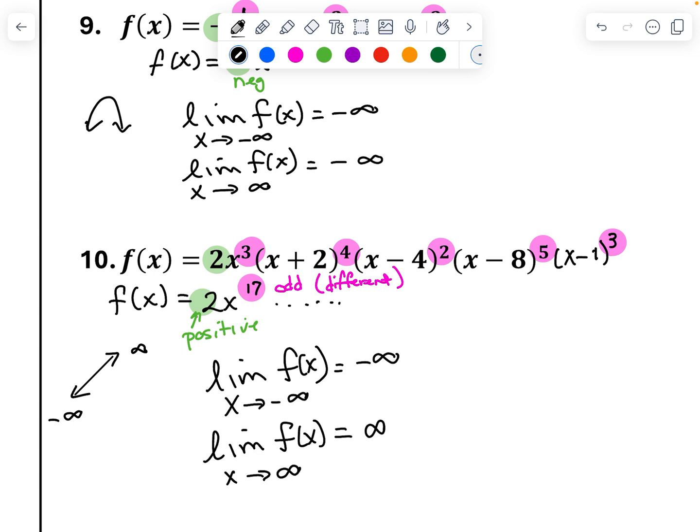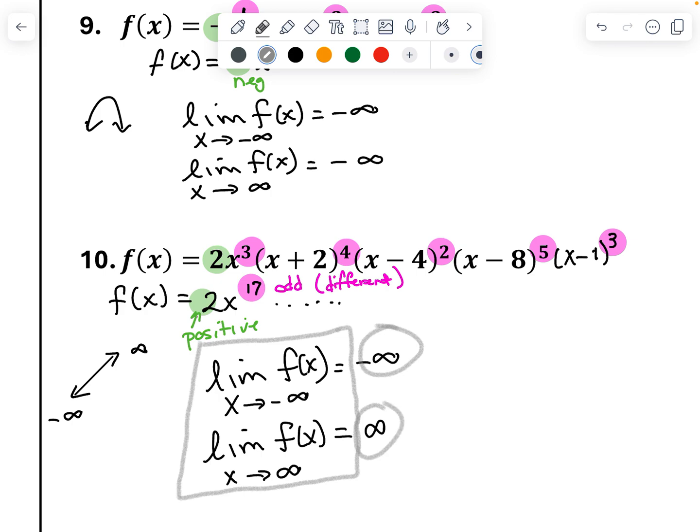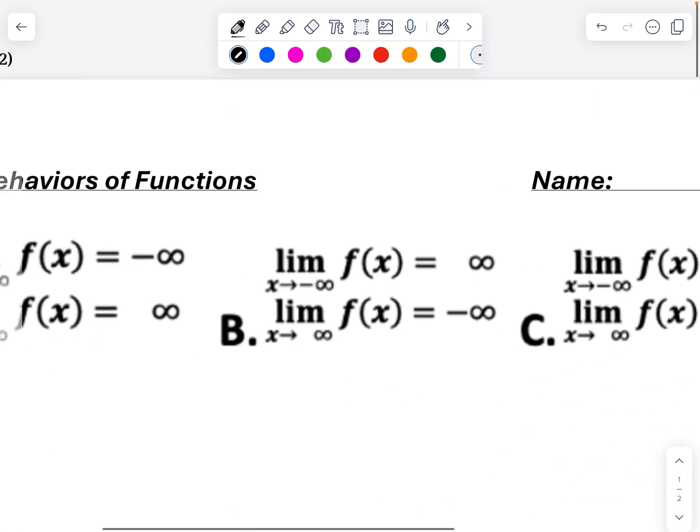So that is it, my friends. And that is all you have to do. So basically, this part of the problem does not change. The only thing that changes are what's going to go in those spaces. That's the only thing that changes. We always read graphs from left to right.